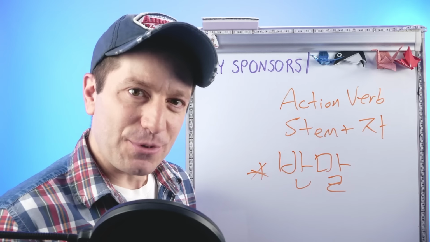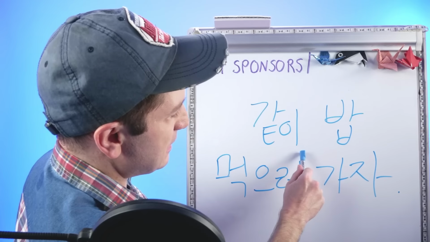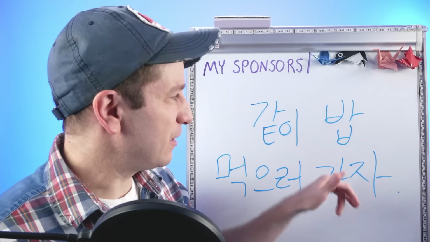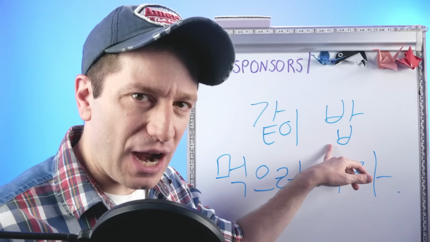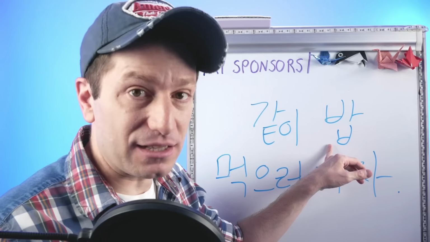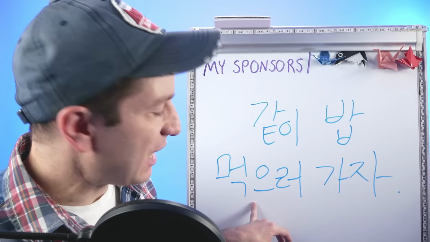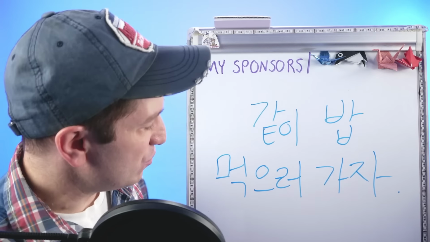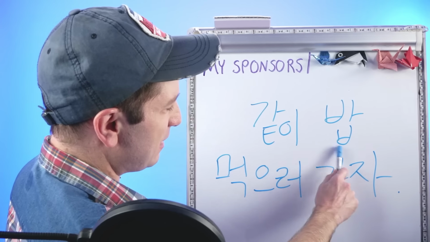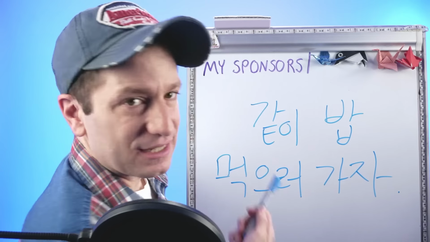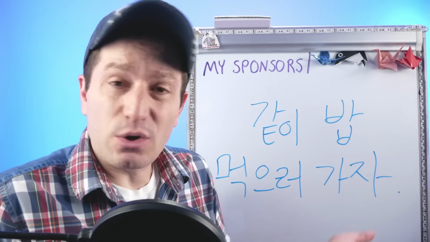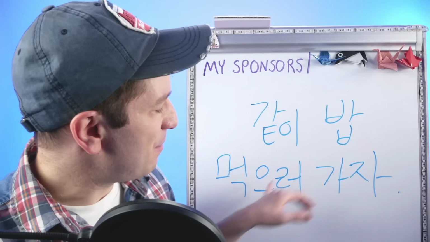So let me give you an example sentence. 같이. So 같이 means together. 밥 literally means cooked rice, but that's how you say a meal. 밥 먹다, to eat. 먹으러 가자, to go, to eat a meal together. So let's go eat a meal together. Let's go get something to eat. 같이 밥 먹으러 가자.